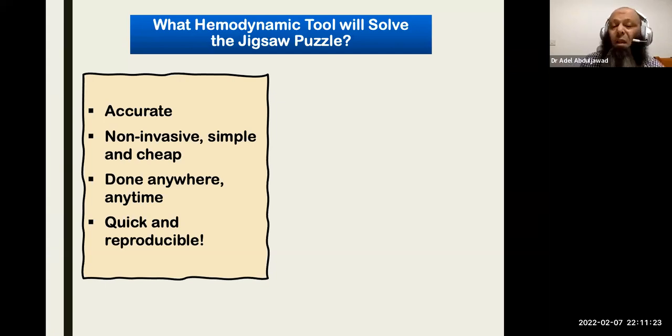Should be simple, not sophisticated. Should be cheap. Also it can be done anywhere, anytime, either in the ICU or in the ER, or even at the bedside if you are in a ward. And also it should be quick, so it does not waste your time, and reproducible. You can repeat it at any time.